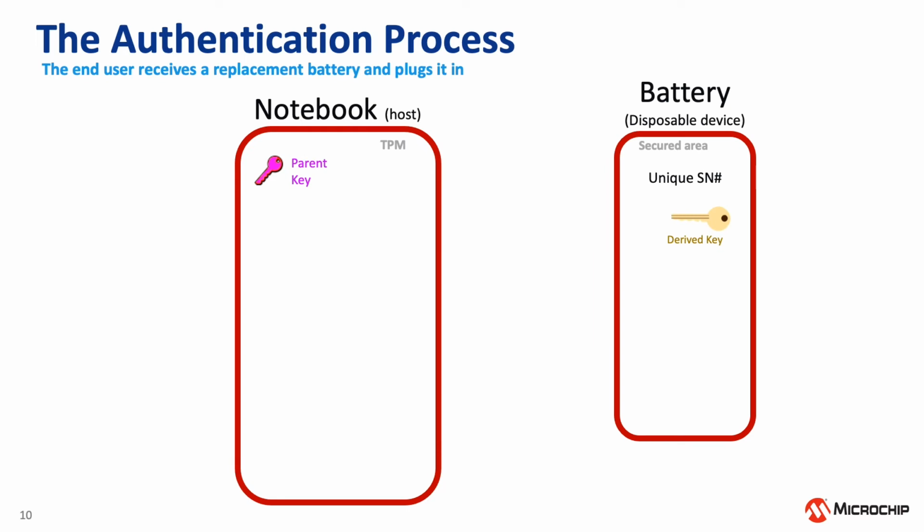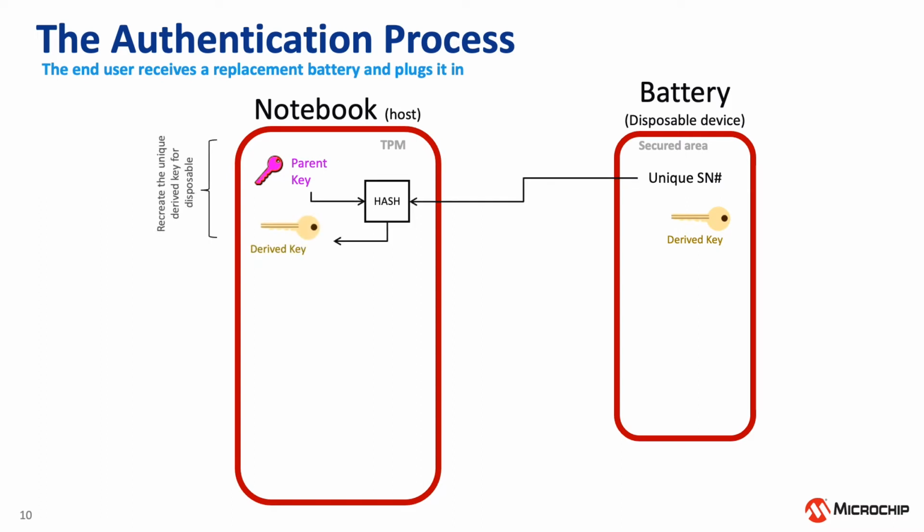And the first thing the notebook has to do is check to see if the battery is genuine, because it's not going to start charging this battery unless it is. Now, inside the notebook computer, of course, we have the parent key, and inside the battery, we have the unique derived key that was made at the factory. So the notebook computer first asks for the unique serial number of the battery. And since it has possession of the parent key, it's capable of creating, or recreating, I should say, the derived key that was made for the battery.